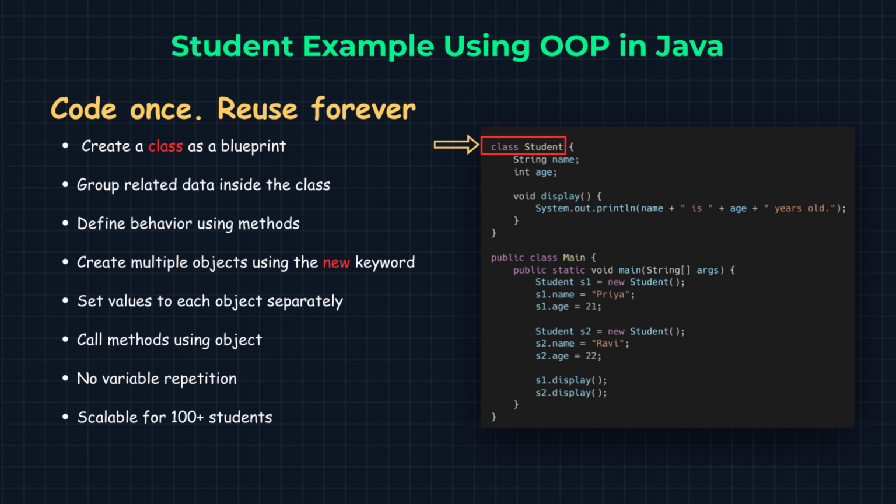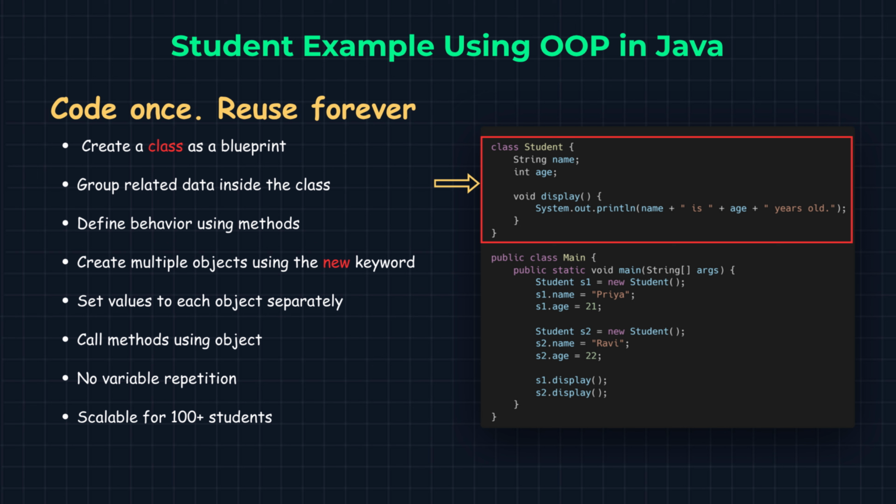We started by creating a class called Student. A class is just a blueprint, like a format we'll use to create real students later. Inside the class, we define two variables: name, which stores the text, and age, which stores the numbers. This belongs to every student we create. Now we add a method called display. This prints the student's name and age. Notice we don't pass anything here because this method already has access to the name and age of the student object it belongs to. That's it. Our class is ready. It defines what a student is, their data and behavior.